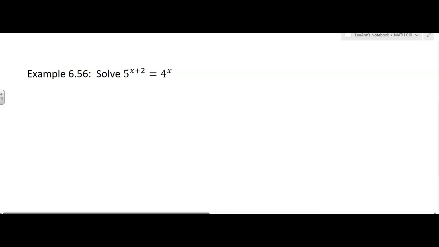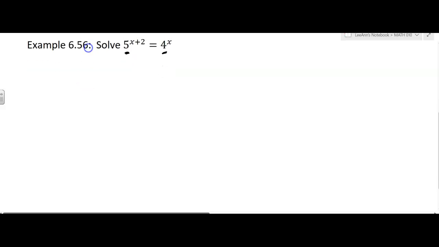Now we have another one here where we have an exponential equation. We've got a base of 5 to the x plus 2 equaling the base of 4 to the x. Well, you're not going to get that 5 to look like a 4, and you're not going to get the 4 to look like a 5. 5 is prime, and 4 only breaks into 2 times 2. So we need a new idea, and that's where the logarithms come in.